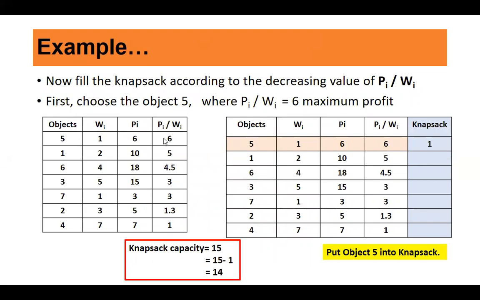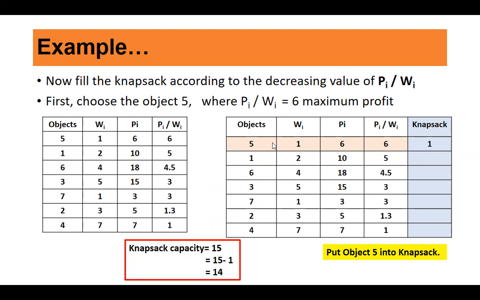We have the profit per kg. So we'll start putting the items into our sack. The very first thing you'll select on the table is the first item, that is object 5, right? You select object 5, it has the maximum profit of 6 per kg, and it has weight 1. So select object 5 and we put it into the sack. Now what is the capacity of the sack? The capacity of the sack is 15 kg. Out of 15 kg, we already put 1 kg. So the remaining capacity is 14 kg, right?